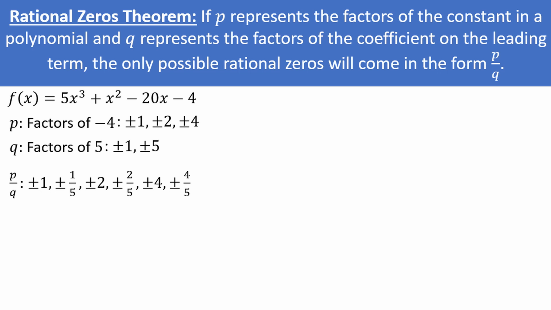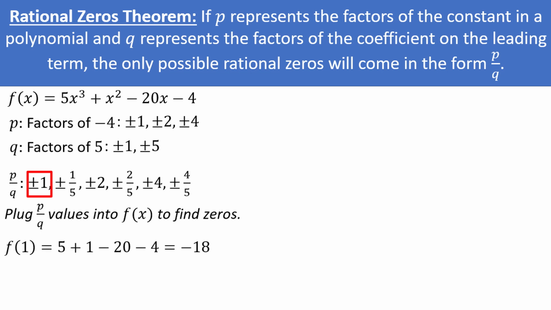From here, you literally need to just guess and check. This is your list of possible zeros, so start plugging in values into the function until you find numbers that work. For example, the first number on my list is positive 1. I can go to my function and plug in positive 1 to see if I get a 0. f of positive 1 is equal to 5 plus 1 minus 20 minus 4, which simplifies to negative 18, so 1 is not a 0. You keep doing this, plugging in other numbers until you find one that's a 0.